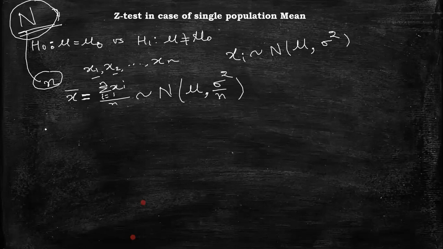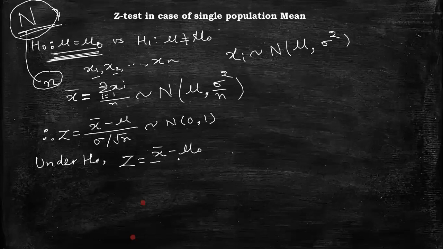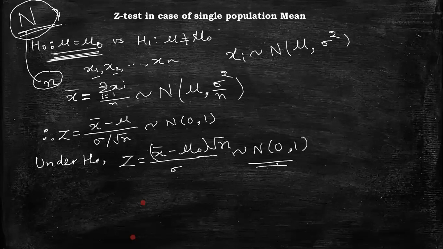So this is the formula, and I have told you the property: z equal to x bar minus mu upon sigma upon root n will follow standard normal distribution. We are assuming that H naught is true. So under H naught, z equal to x bar minus mu naught upon sigma upon root n. So this follows standard normal distribution.